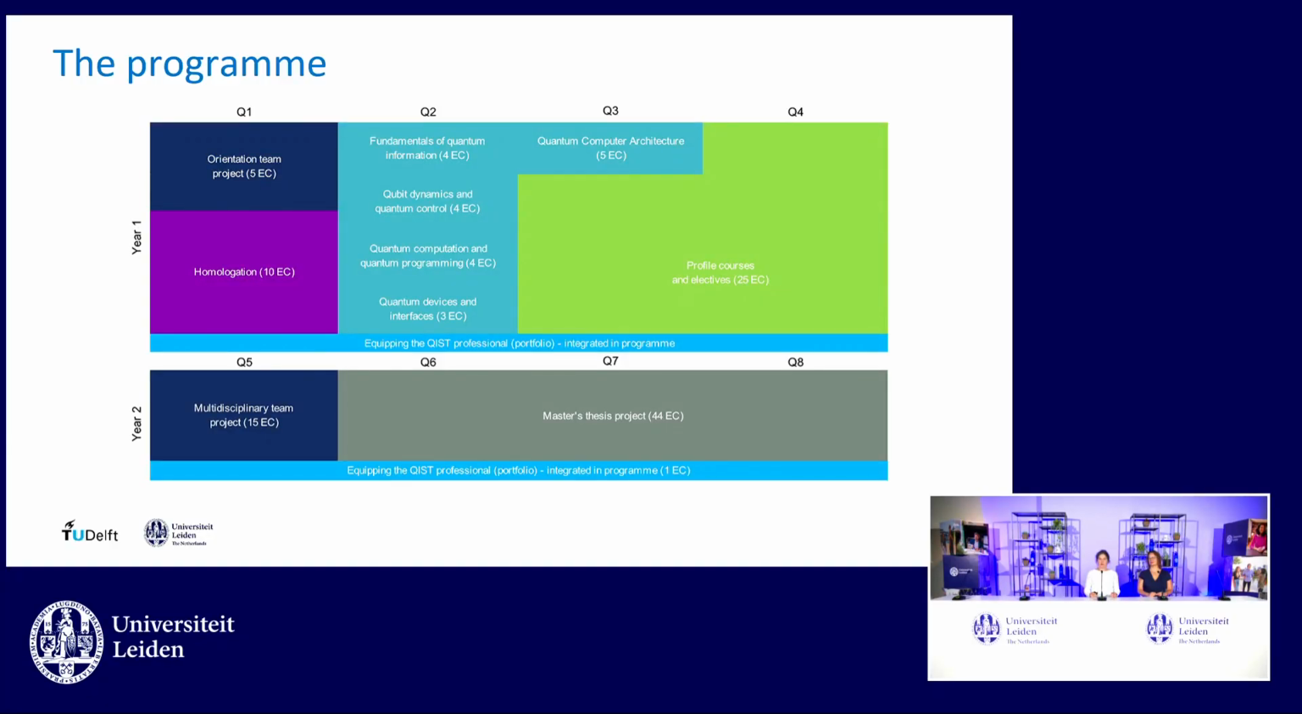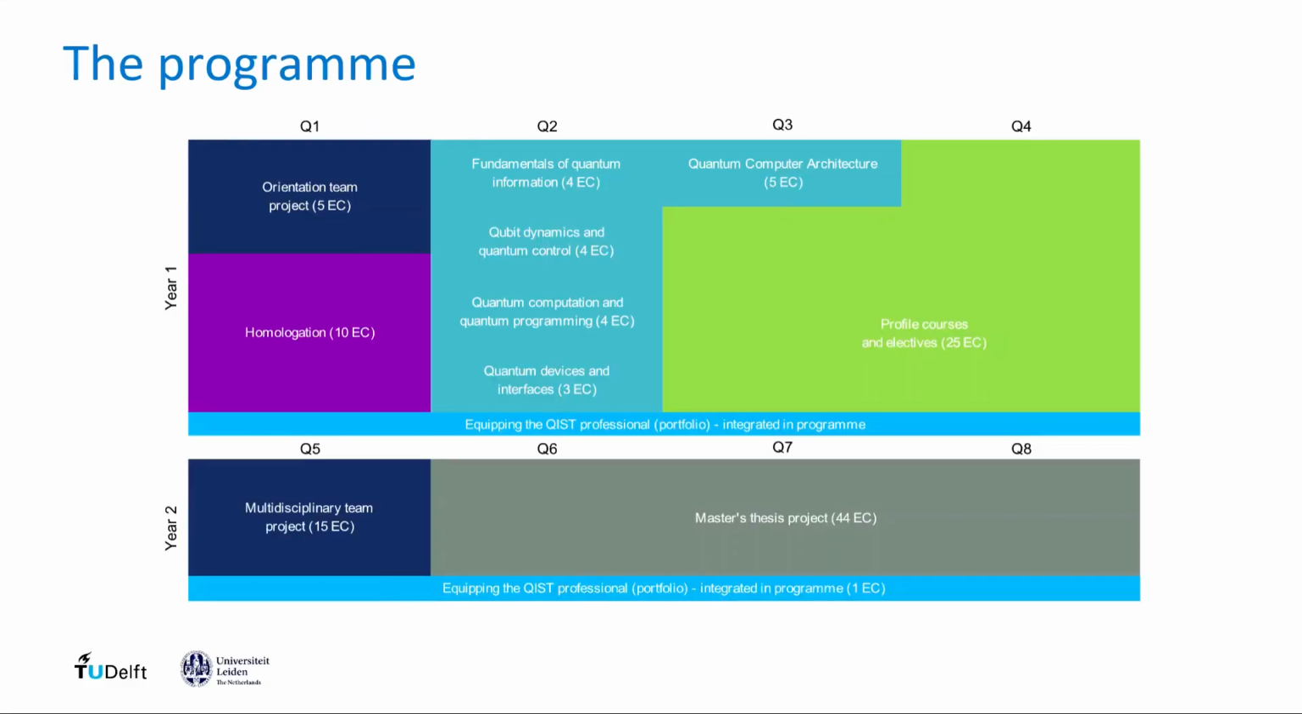The curriculum. If you choose this 2-year master program, what will you be doing? Here you see the program in a nutshell, in a schematic on the slide. The upper half is year 1. We're reading from left to right, going through the various quarters. Q1 is the first quarter of the year, then Q2, and so on. And the lower half is the second year.